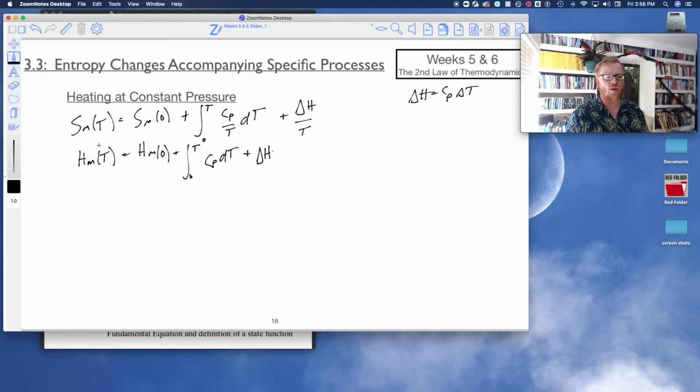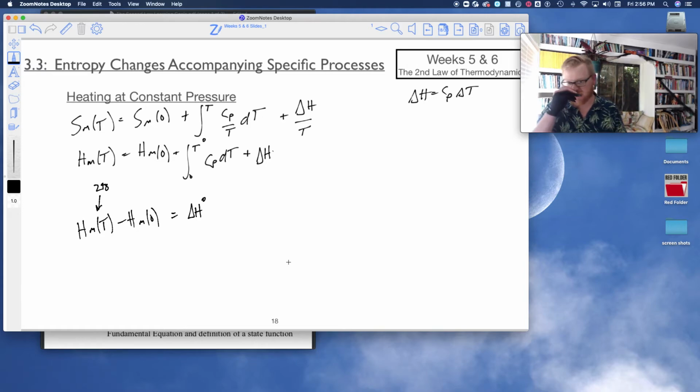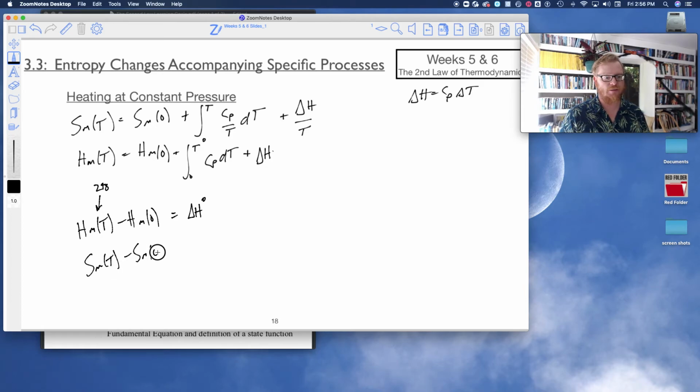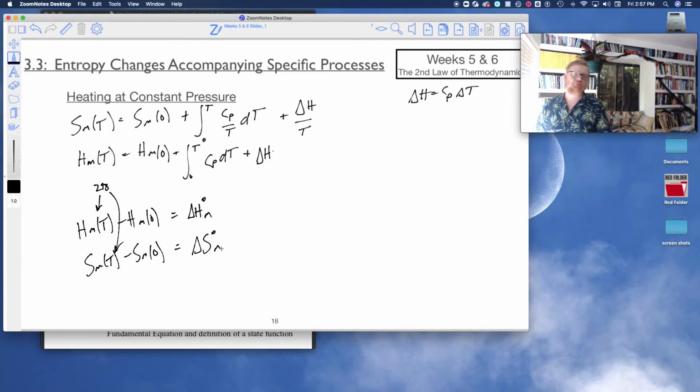And so again, I'll note that HMT minus HM0 would give us delta H, and specifically if T was equal to 298, then that gives us the standard change in enthalpy. Or similarly, when we look at this and T is 298, we can call this delta S standard. I'll put M for the molarity, standard.